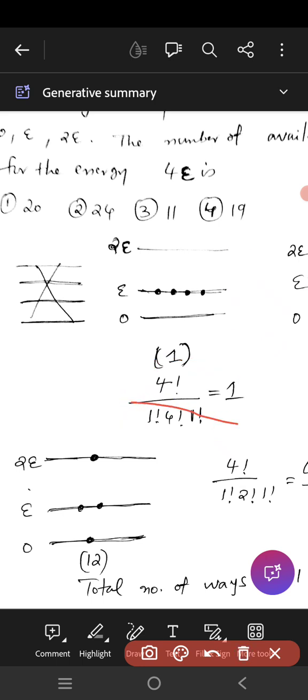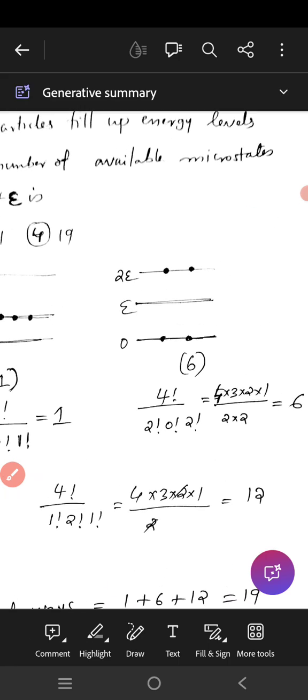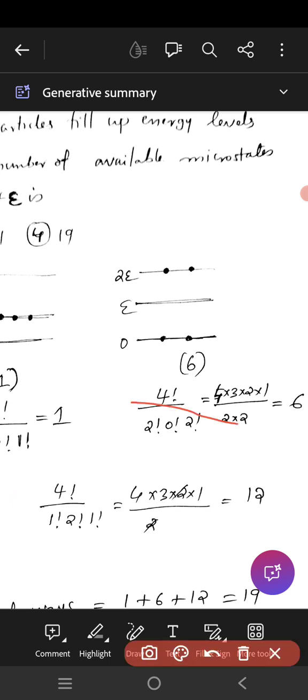Now let's see the next configuration. In this configuration we have 2 particles in the energy level 0, the energy level epsilon empty, and the remaining 2 particles in the energy level 2 epsilon. If you calculate, the total energy will be 4 epsilon. So this is a possible configuration of the system.